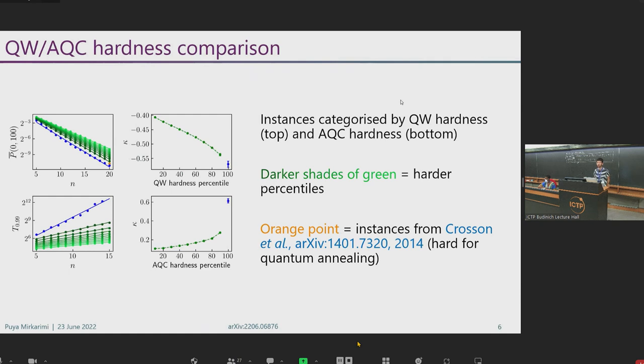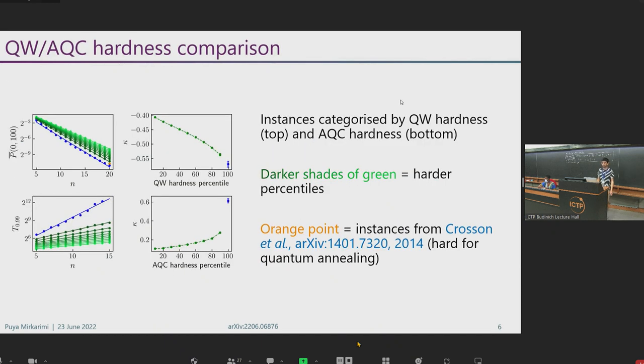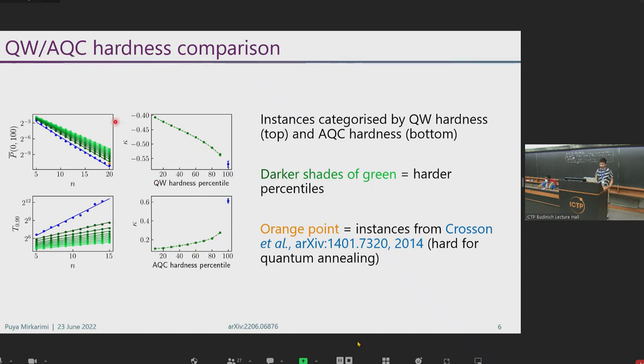Now going on to our results, I should mention that hardness for quantum walk is inversely related to this average single run success probability. Here we show the quantum walk average success probability at the top and the adiabatic duration at the bottom for instances separated by their hardness.